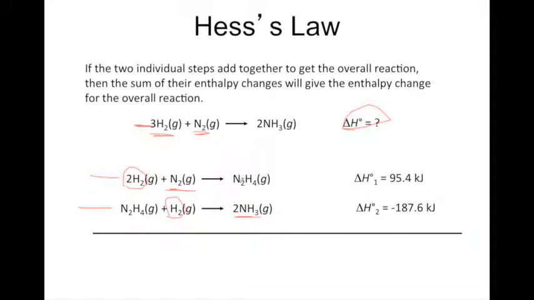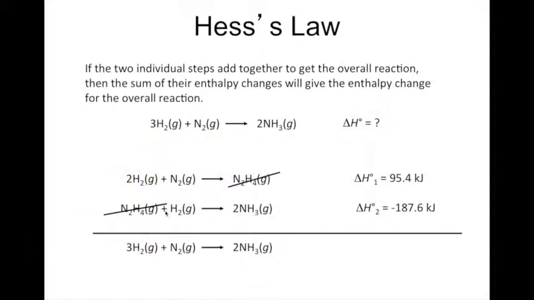And notice here, this N2H4, dinitrogen tetrahydride, appears on the product side here and the reactant side of a different reaction. Something that appears in one reaction on one side and in another on the other, we call that an intermediate, and we can cancel those out. So that intermediate will not appear in the overall reaction. So if we combine these two reactions, we end up with the overall reaction that we were trying to get. So here we add those two steps, we get this.